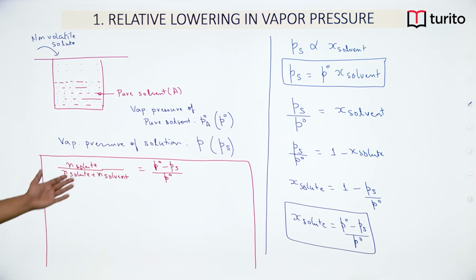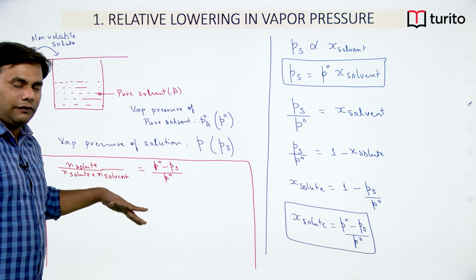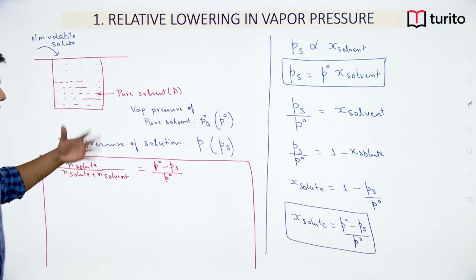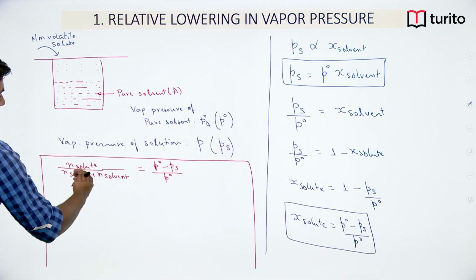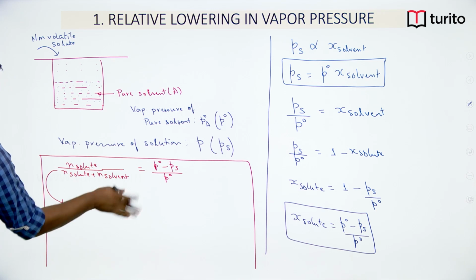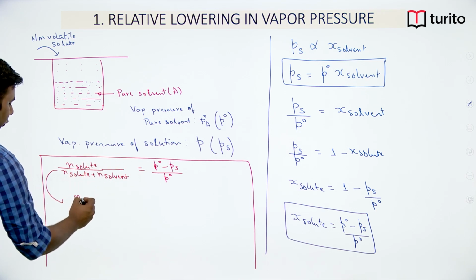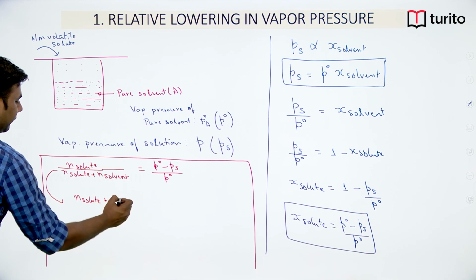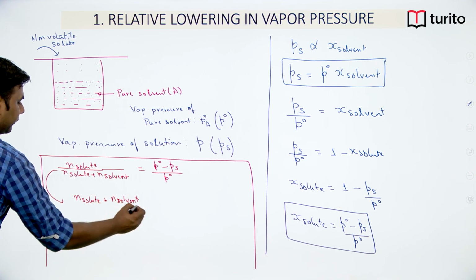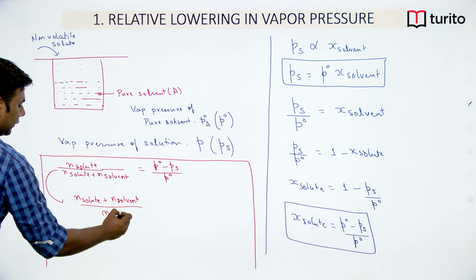So every time we have to calculate the number of moles of solute as well as solvent, then we add them and divide to get the mole fraction. If we just want the ratio of the moles, I will take the reciprocal of this expression. When you take the reciprocal, this becomes number of moles of solute plus number of moles of solvent divided by number of moles of solvent.